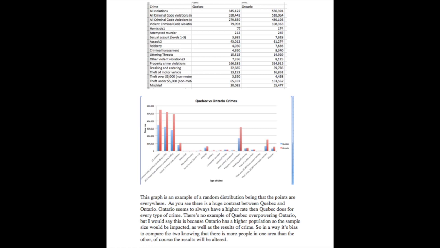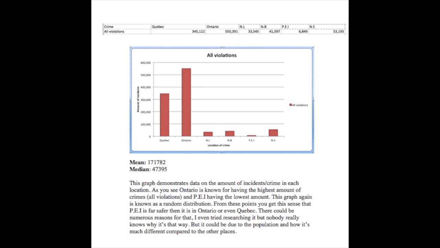So the next chart I did was all violations in Quebec, Ontario, Newfoundland and Labrador, New Brunswick, PEI, and Nova Scotia. And out of all those places, Ontario had the highest crime rate violation. You can see that PEI has the lowest crime rate for the violations. This could be because it has the least population and it doesn't have the highest chance of getting as much crime as any other place.